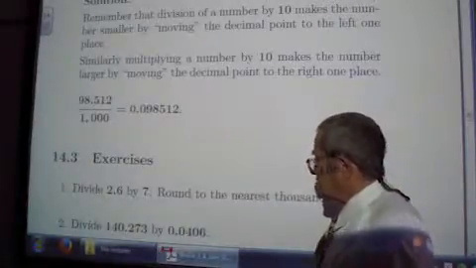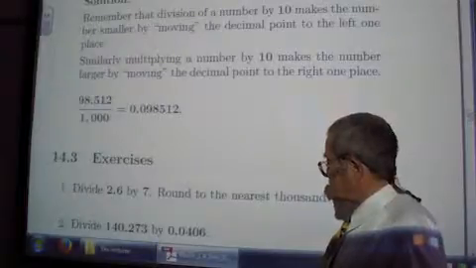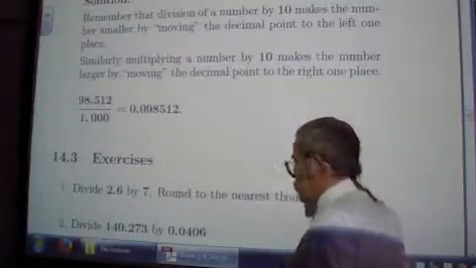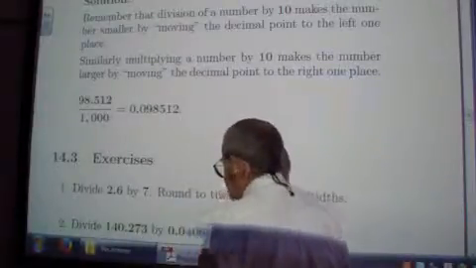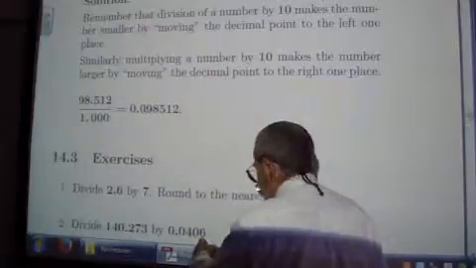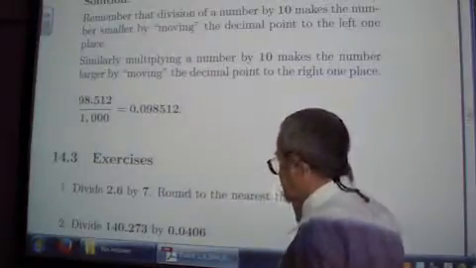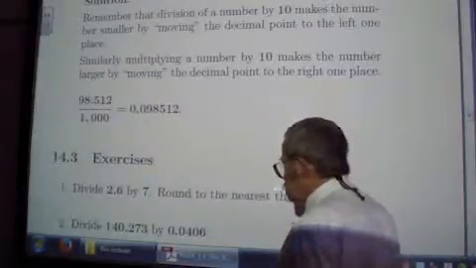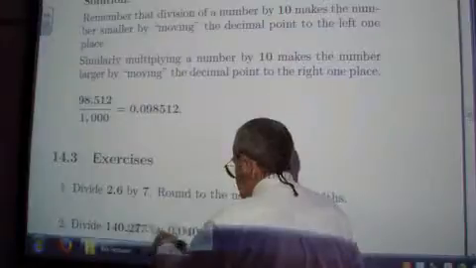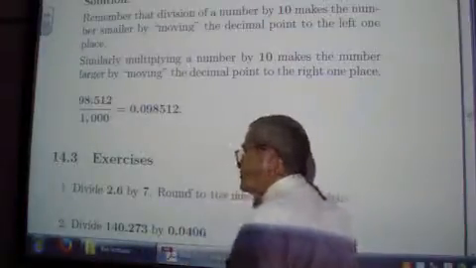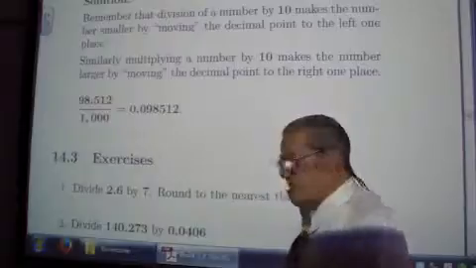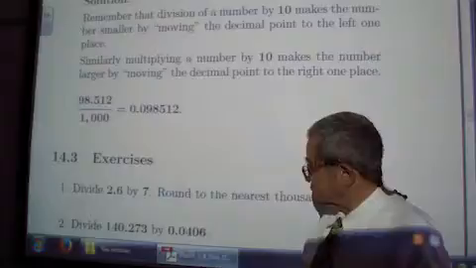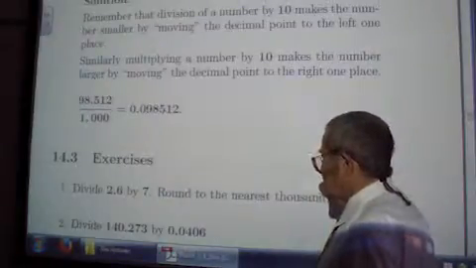And then we wanted to divide 140.273 by 0.0406. That means 140 and 273 thousandths by 406 ten-thousandths. About what do we expect? This is 4, this is 14,000. 4 into 14,000, about 3,500 would be my guess. See how close we are getting to that. Okay.